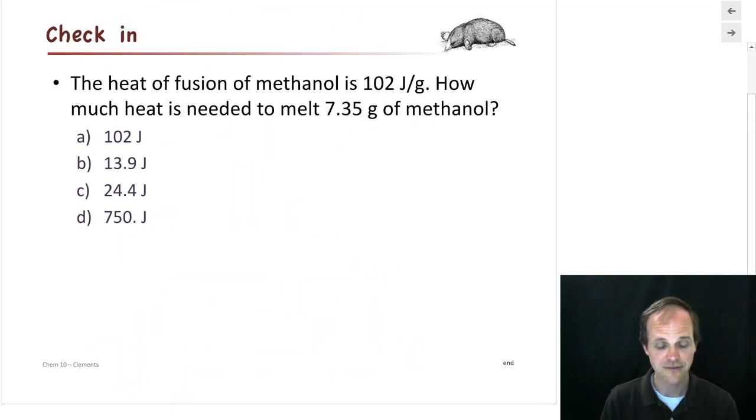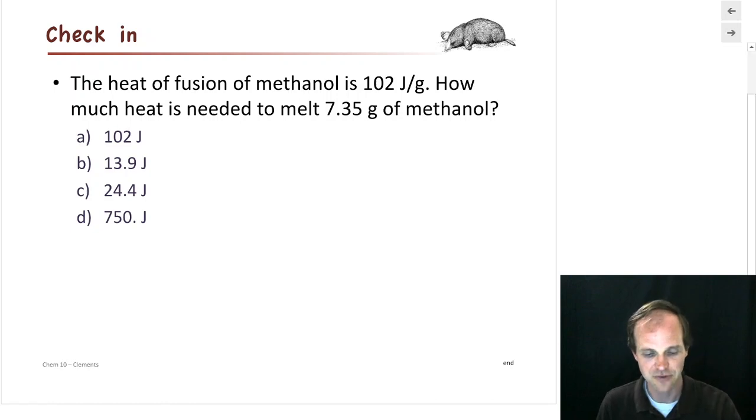So here we go. The heat of fusion of methanol is 102 joules per gram. How much heat is needed to melt 7.35 grams of methanol? So you see the numbers are different here because it's a different substance, but the process is exactly the same. Pause the video, try it out, come back and see what you get.